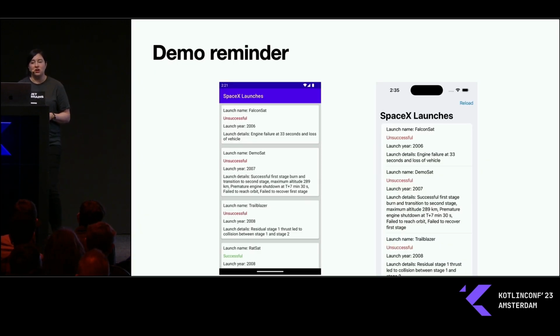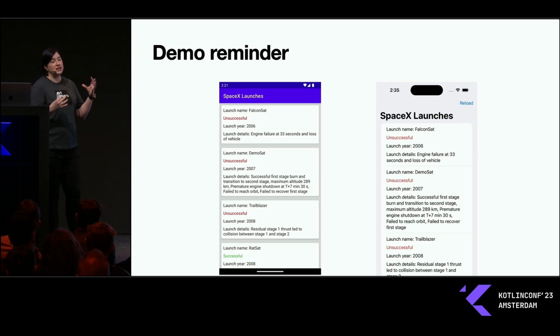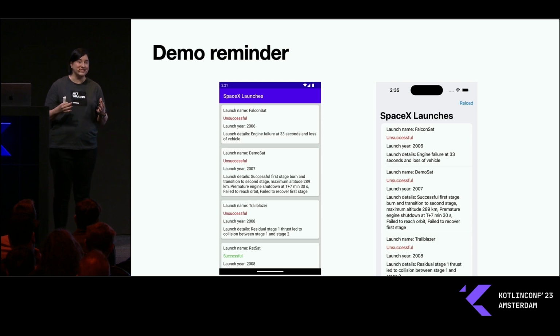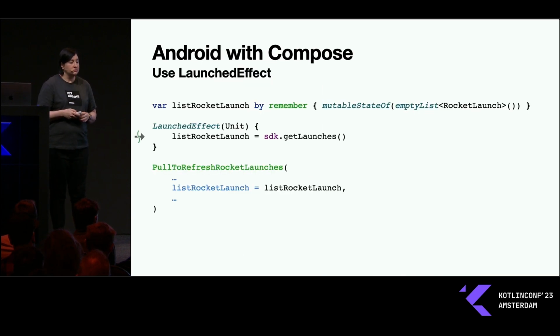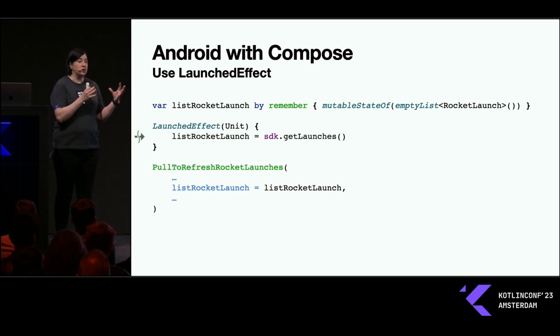Just a reminder of our demo app that we looked at in the networking section. Of course, to get that data on the screen, we have to call the web service in a way that doesn't block the threads. So the SDK.getLaunches function was marked as suspend. If you are consuming this function on Android from Compose, you would wrap your suspend function call in a LaunchedEffect side effect. It's a Compose side effect wrapper.